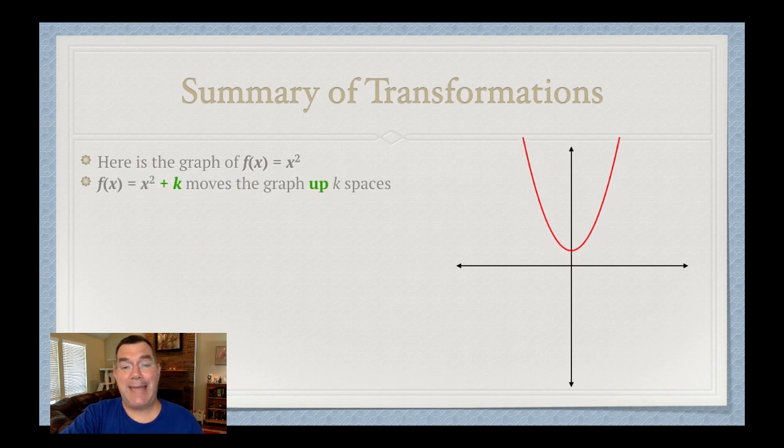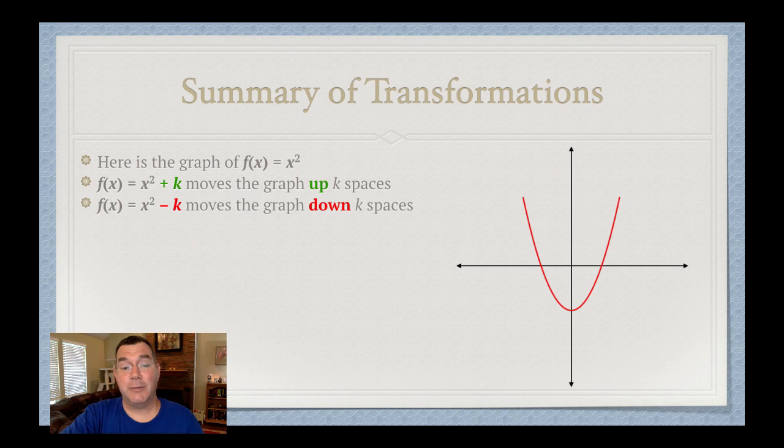If I add k to that function, then the whole graph is going to move up by k spaces. If instead I subtract k from the function, that means that the whole graph is going to move down k spaces.